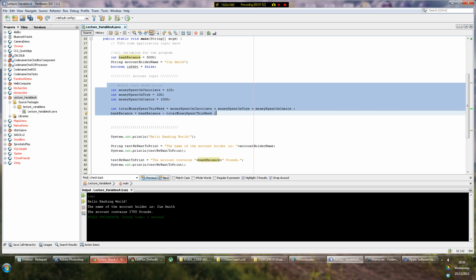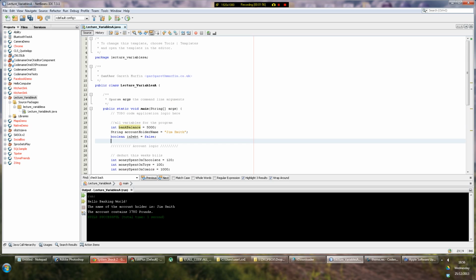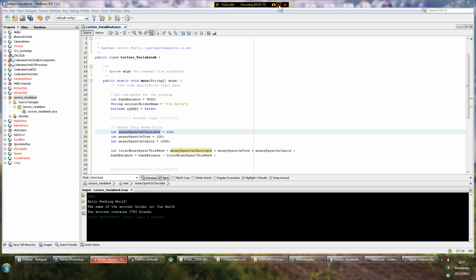But I want to explain a little bit here quickly about something that is important for variables. When I say it equals it, what you should think of it as, money spent on chocolate takes the value of 120. Doesn't equal it, not like in the traditional sense. Just assume that money spent on chocolate is an empty thing, and then when you give it 120, it's holding 120. It takes the value of 120.